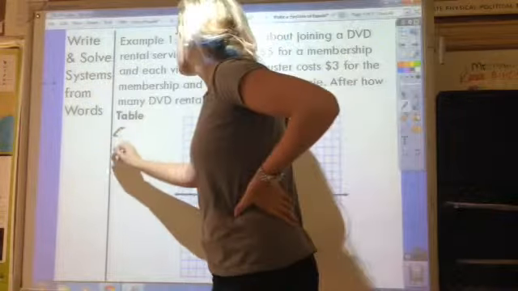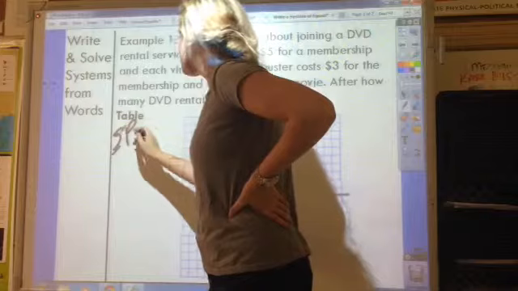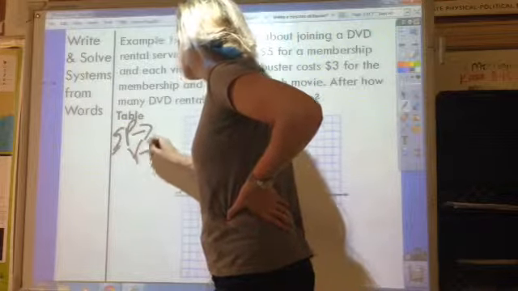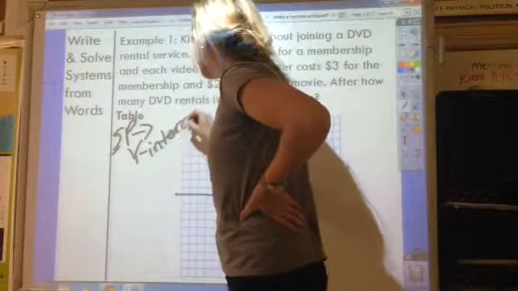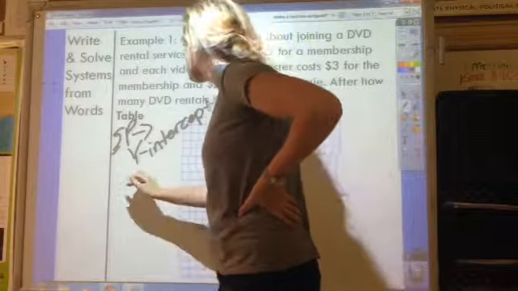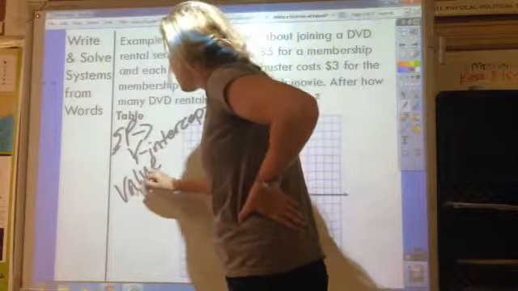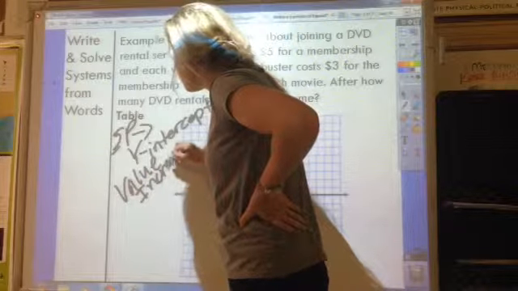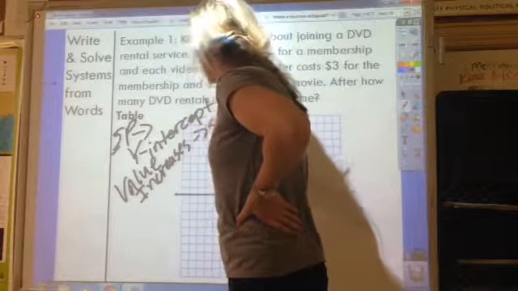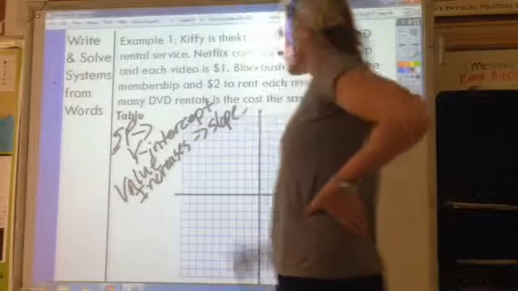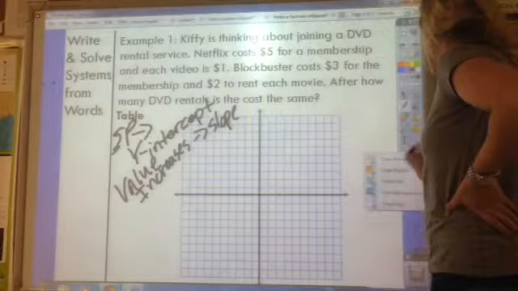And my starting point, I'm just going to represent as SP, will be my y-intercept. Okay, my y-intercept. The value that increases is always going to be my slope. So let's go ahead and jump in.